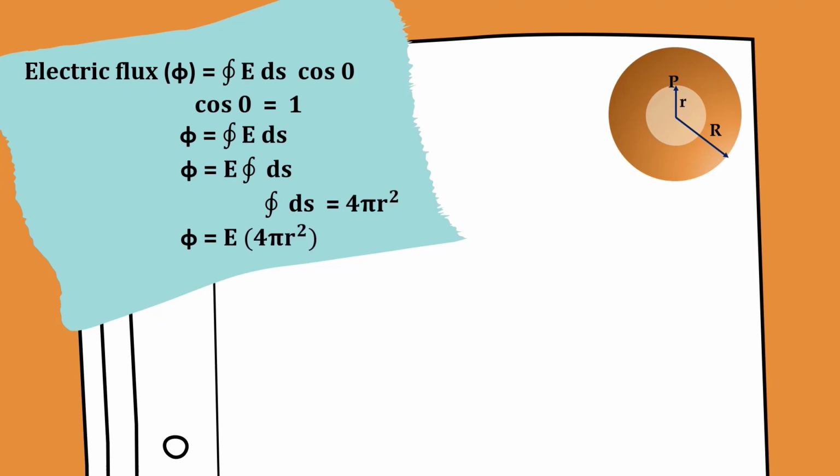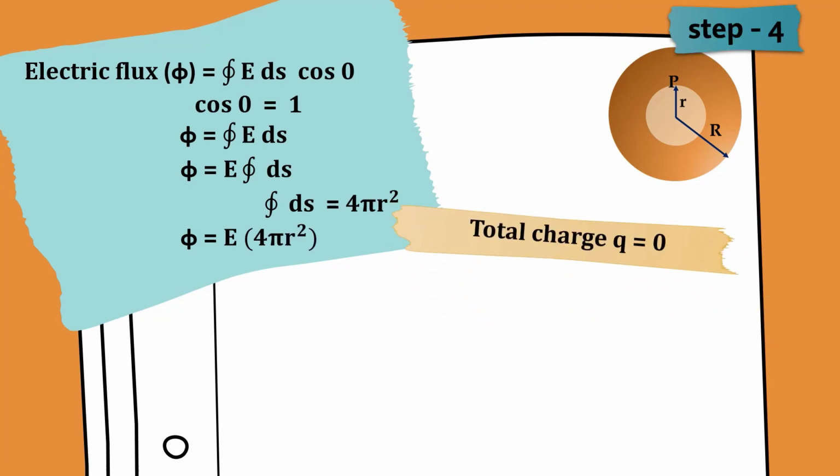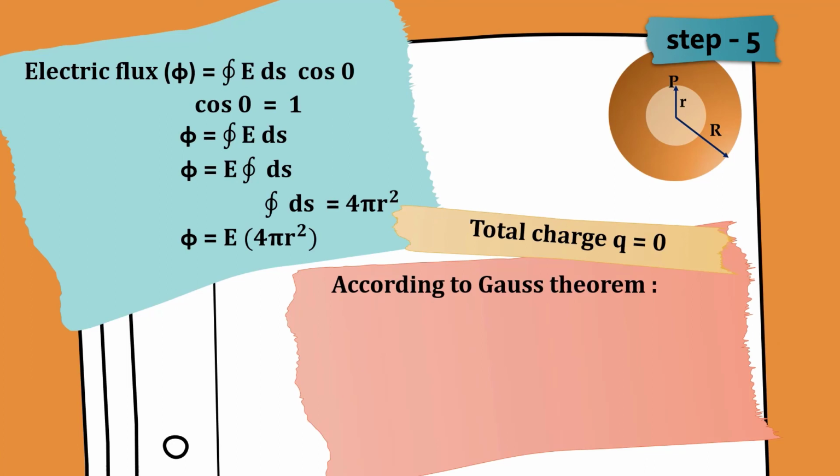Inside the shell, the total charge equals 0. According to Gauss's theorem, E into 4 pi r square equals 0 by epsilon 0. Therefore, the electric field inside a uniformly charged spherical shell is given by E equals 0.